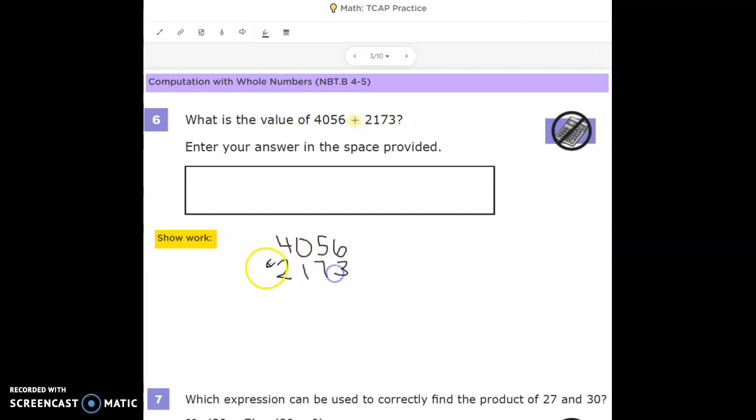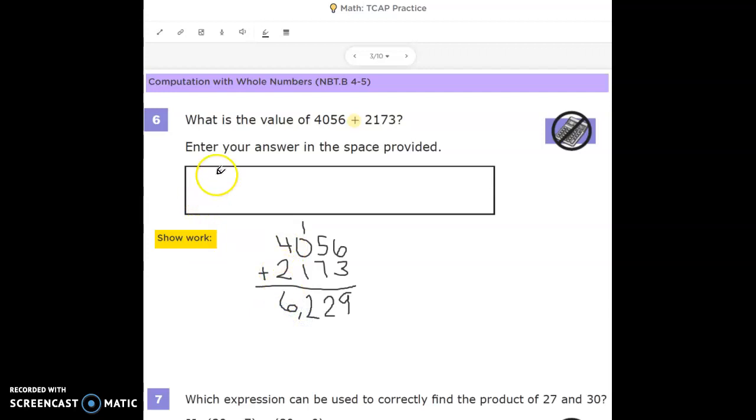2,173. I made sure to stack them based on their place value. Starting from that smallest place, 6 plus 3, 9. 5 plus 7, that gives me 12. So I need to make sure that I carry that 1, 12. Then I have 1 plus 0 plus 1, which is 2. And then 4 plus 2, which is 6.